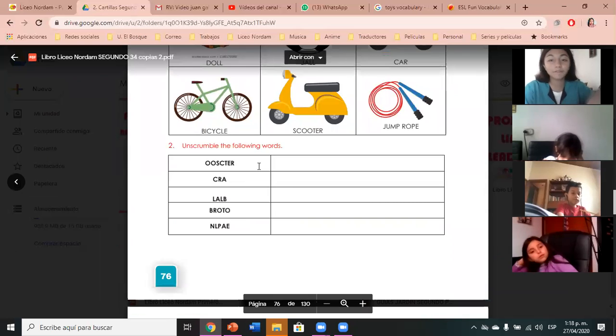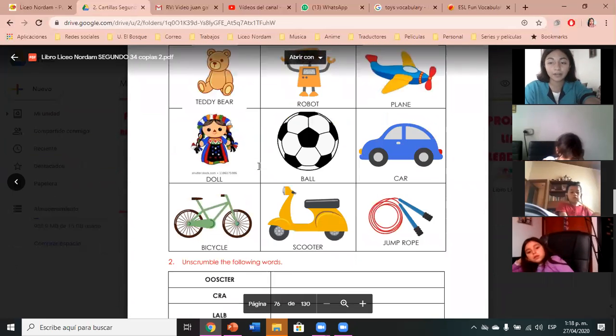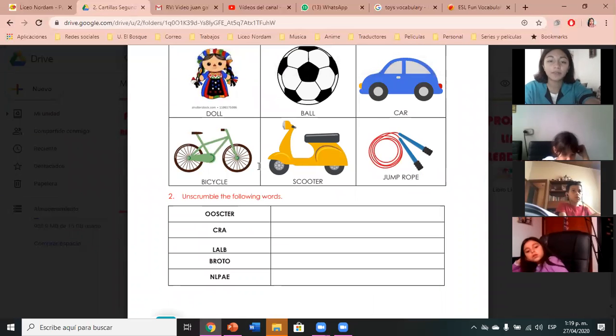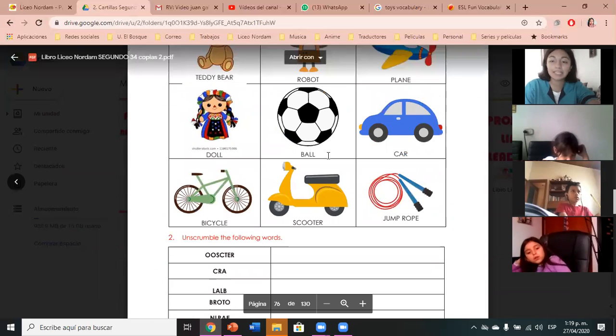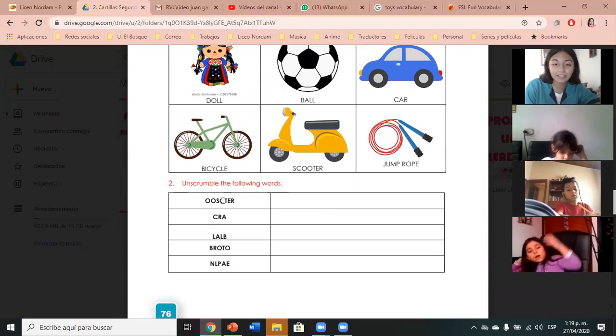Tienen que mirar, you have to look at the picture. Tienen que mirar la imagen, look at the picture here. And you're going to scramble, las van a organizar with these, con estos, with these toys. Okay, so you have the first one, you are going to look, van a mirar cuál de estas palabras, one of these words, start with S o cuál tiene estas letras, okay? So you have to look, tienen que mirar.